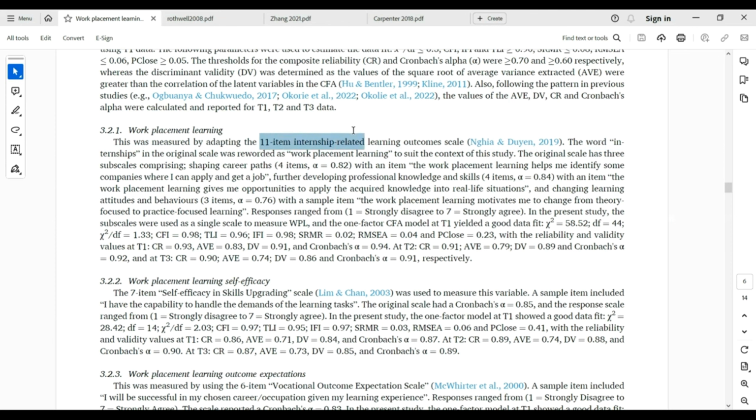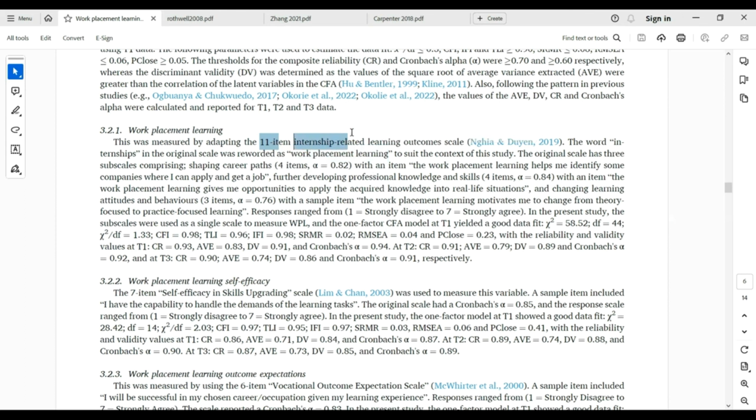This scale was titled internship related learning. Now the word internship in the original scale by this author was worded as work placement learning, because internship has various terms. Some call it internship, some call it work placement learning, some call it student industrial work experience, as in the case of Nigeria. Some people call it IT, industrial attachment. So whatever the case, the name is work placement learning, which conveys the idea that students are leaving the university environment to go to the industry to acquire some set of employability skills for some time and then return to continue their studies. So that is the concept of work placement learning.